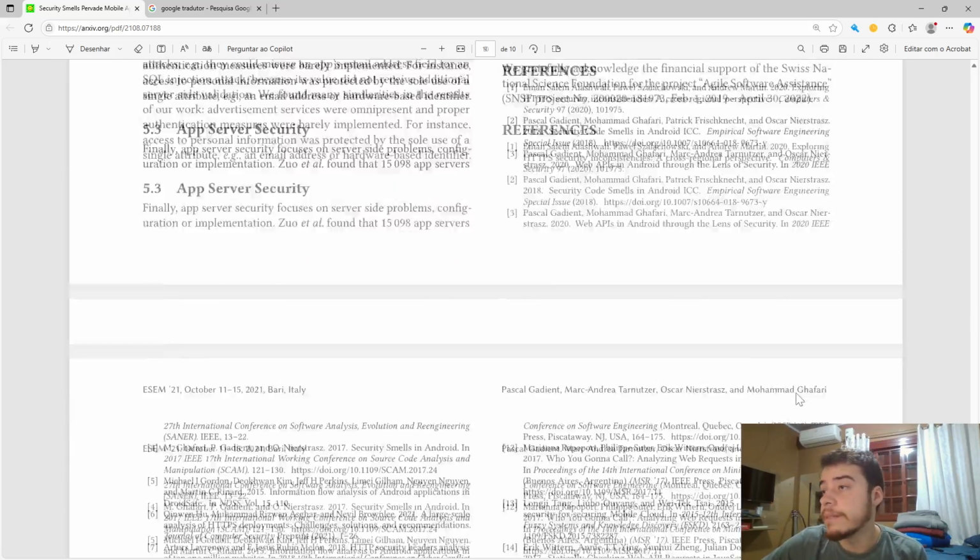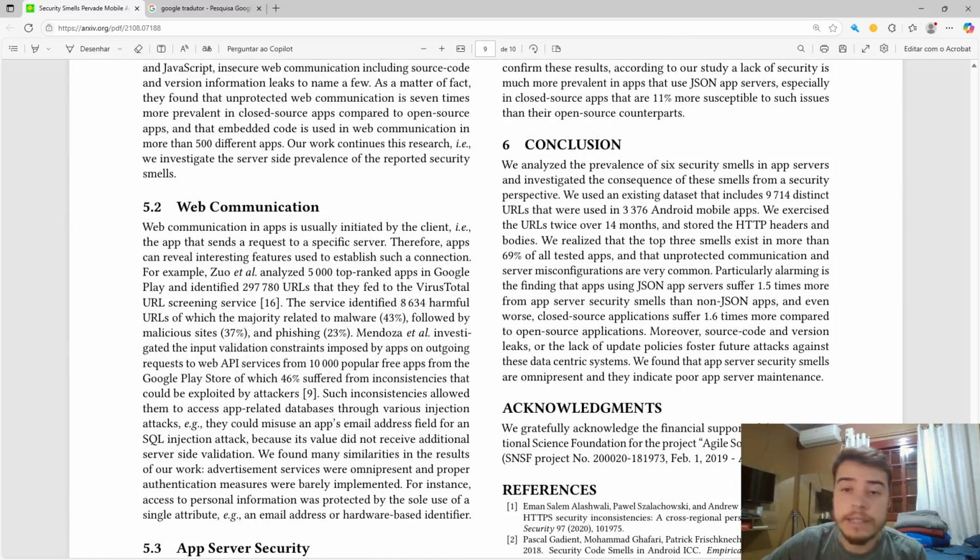So in this study they think there is a relation between the maintenance of the server and the security smells present. Okay, so this was the paper. I'm reading it for the first time together with you in this video.